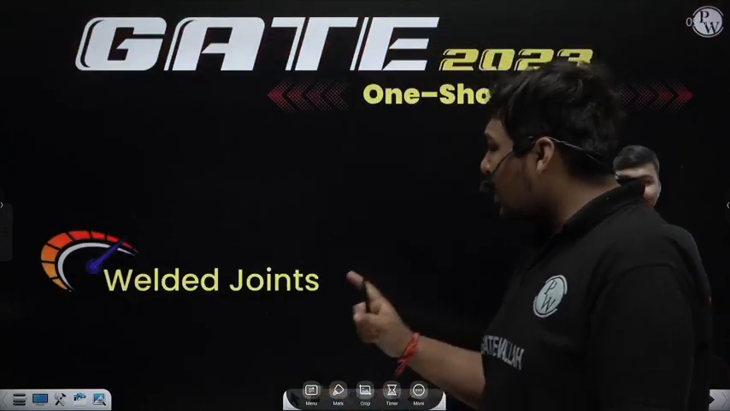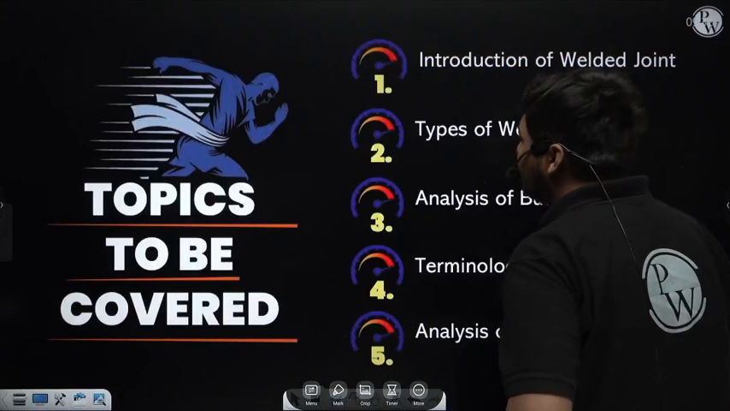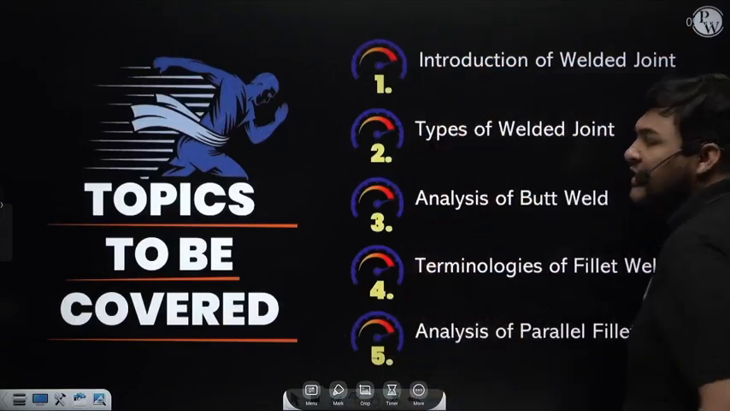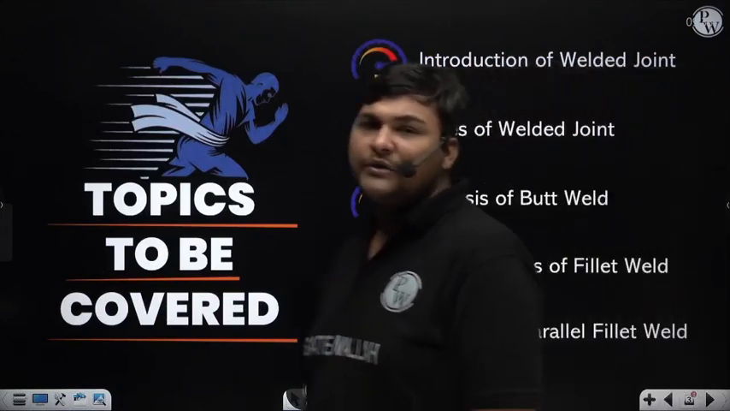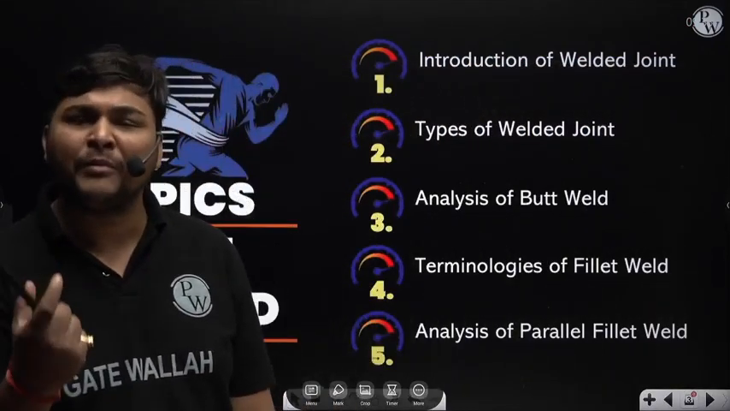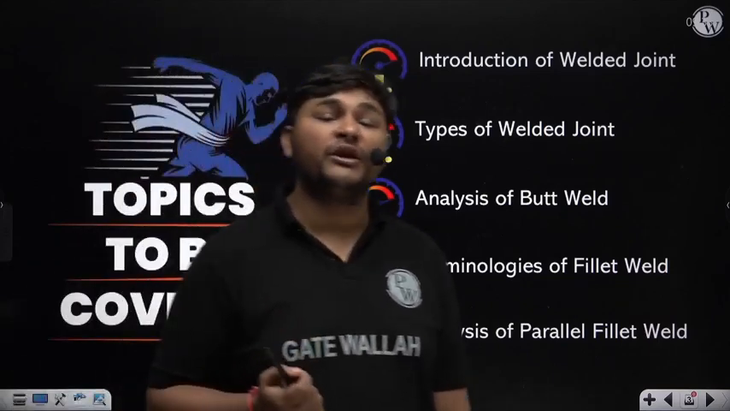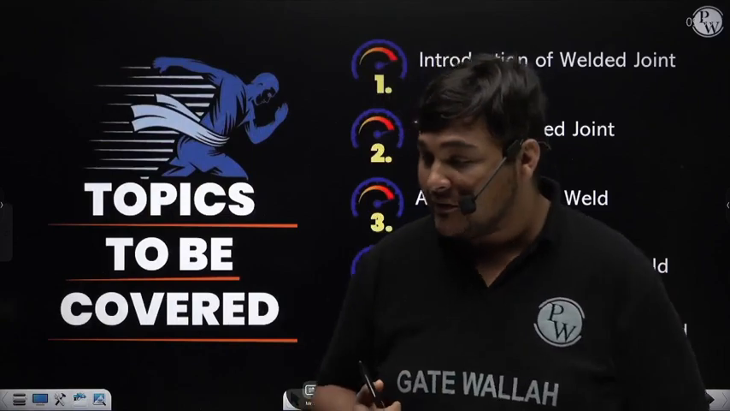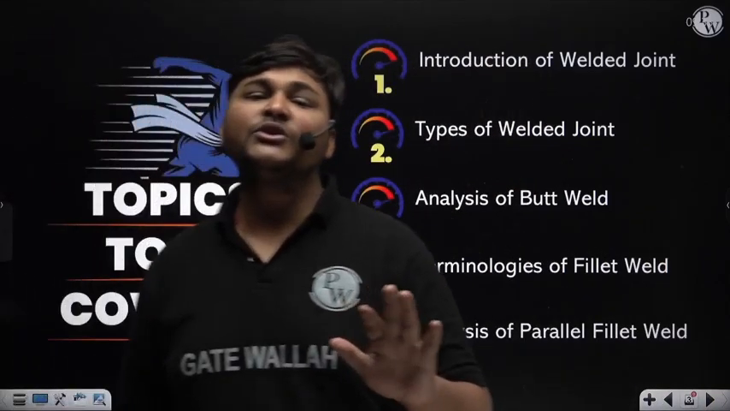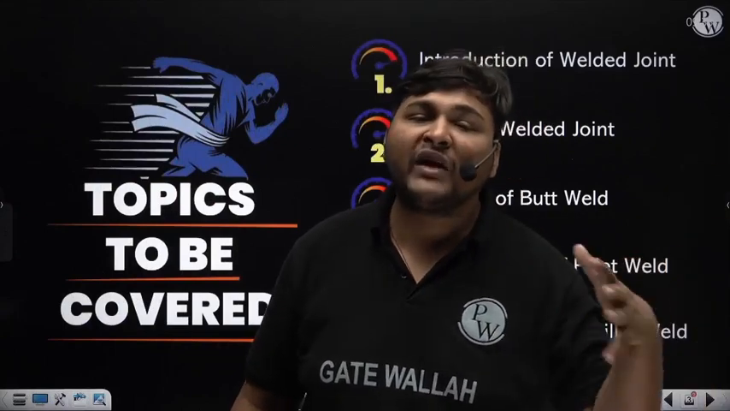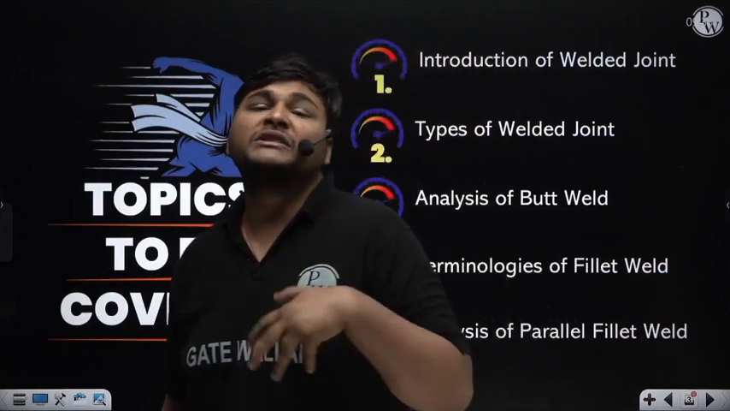So today the chapter which we will discuss is welded joint, and for today's lecture, this will be our lecture flow. In the welded joint chapter, the first topic is the introduction of welded joint. In brief, what is a welded joint? But here we will not study in detail how we do welding, what is gas welding, what is flap welding, what is arc welding. These things you will cover in the manufacturing engineering topic. Here we will discuss welded joint from the design point of view.